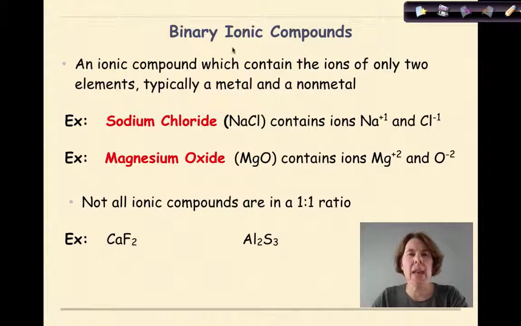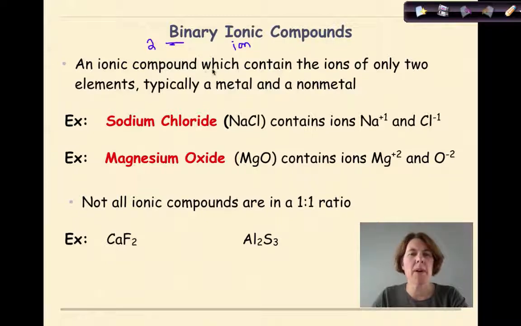Now let's talk about binary ionic compounds. If you look at the word binary, the prefix bi means two, and then ionic means ion, and then a compound. So basically what we see here is two different types of ions coming together to form a compound.